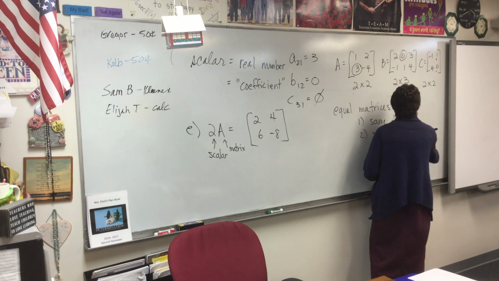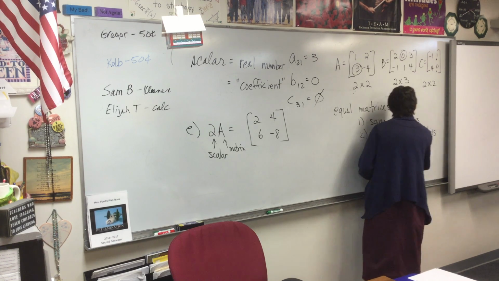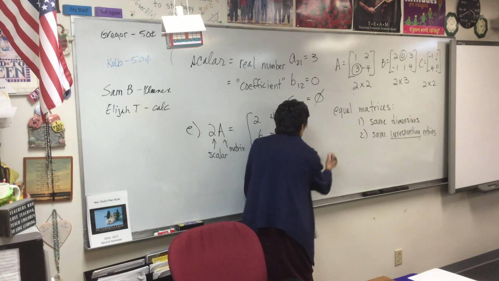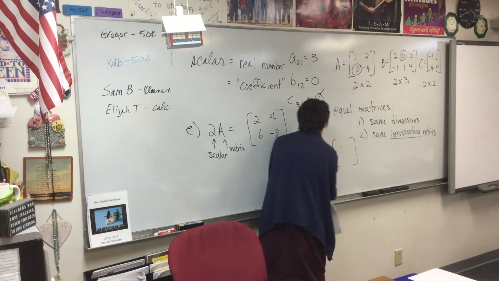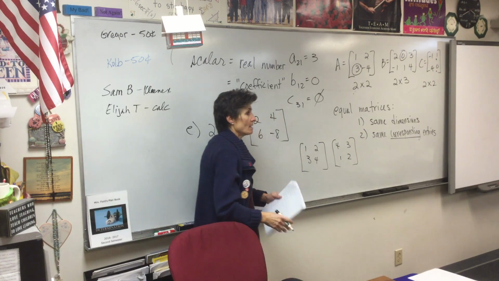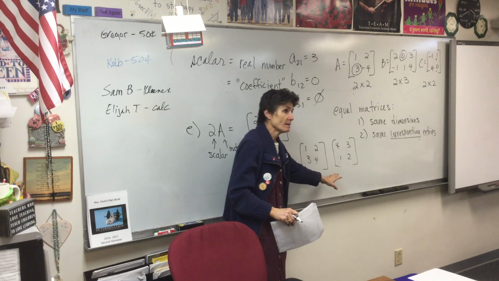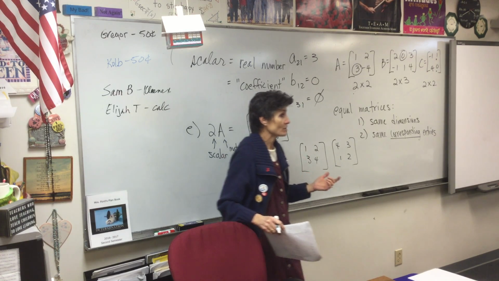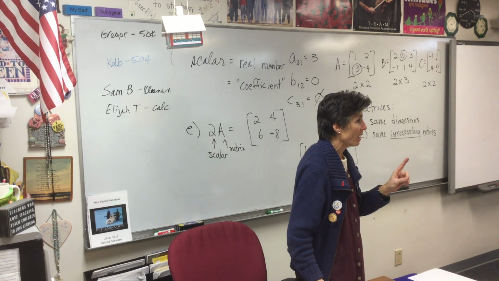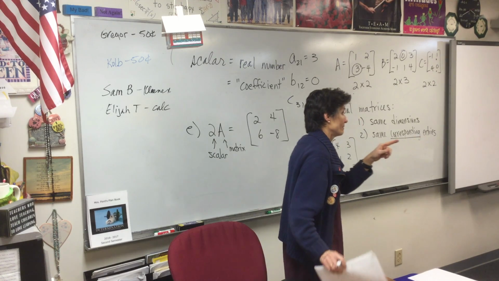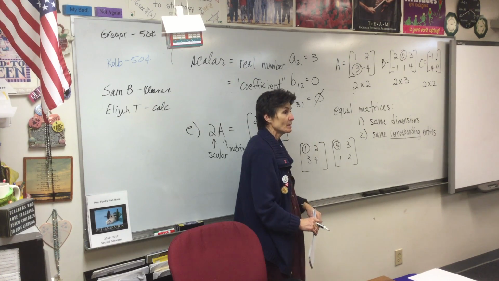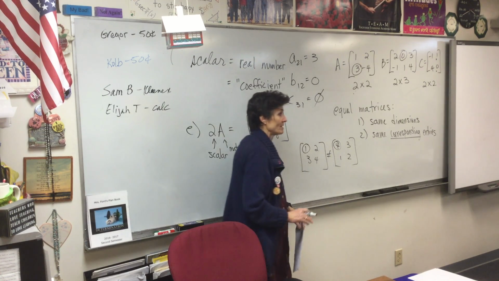corresponding entries. Now, this word is very important. Here's why. I could have 2 matrices. These guys have the same dimensions, right? They also have the same entries. Same numbers are in there, but they're not equal. Because why? They're not in the right spot. They're not corresponding. And by corresponding, I mean this one has to be the same as that one. So these would not be equal matrices.